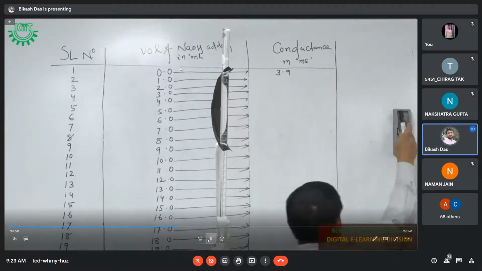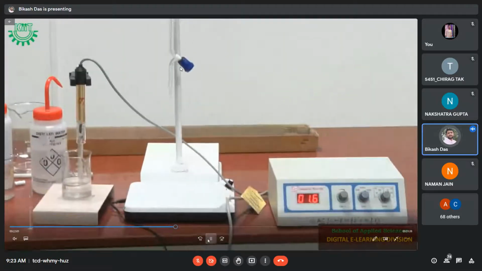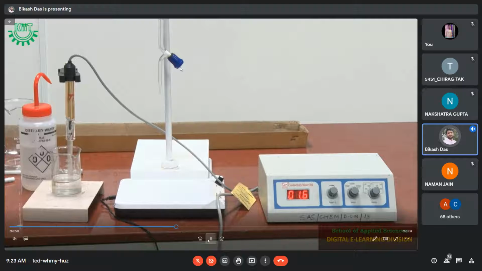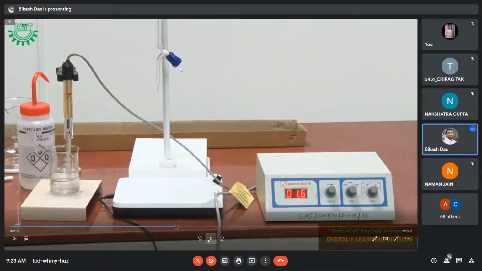Then how much NaOH do we have to add? 1 ml. If you add 1 ml NaOH, then some H plus ion and OH minus ion will react. So H plus ion will decrease, then conductance will decrease. Yes or no, class? Yes sir.